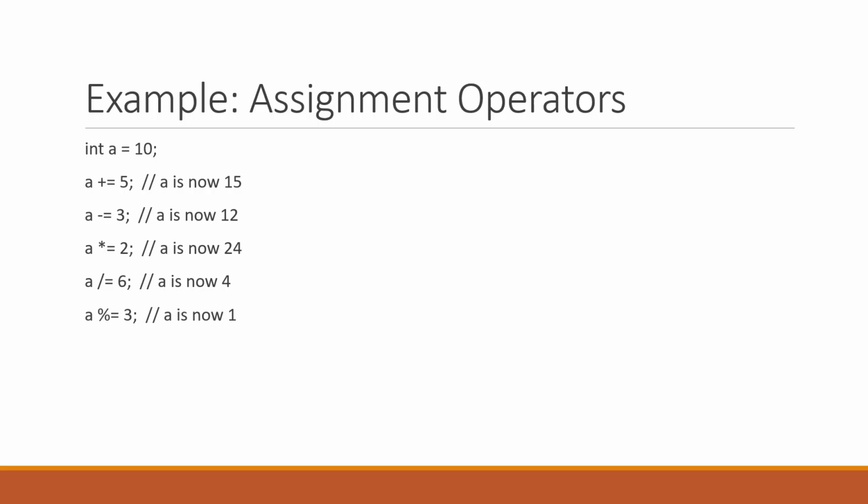a *= 2 means a = a * 2, so 12 into 2 = 24. a /= 6 means a = a / 6, 24 divided by 6 = 4. a %= 3 means a = a % 3, 4 modulus 3 = 1. The remainder is 1. This shows how we can write shorter, cleaner code with compound assignments.